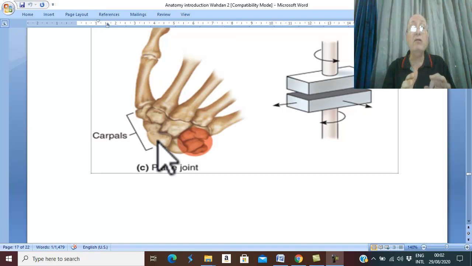The carpal bones are 8 bones articulating together. Each joint with the other carpal bone is called the intercarpal joint, and allows only sliding or gliding movement without any axis. These are the types of joints.